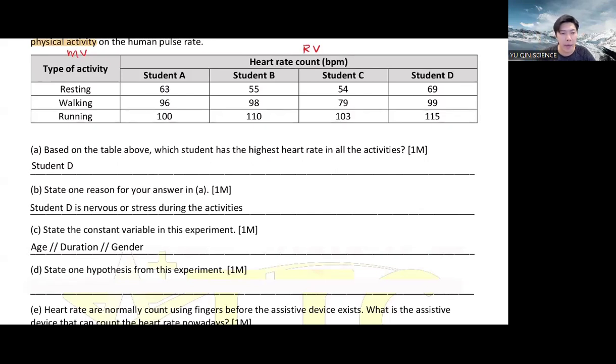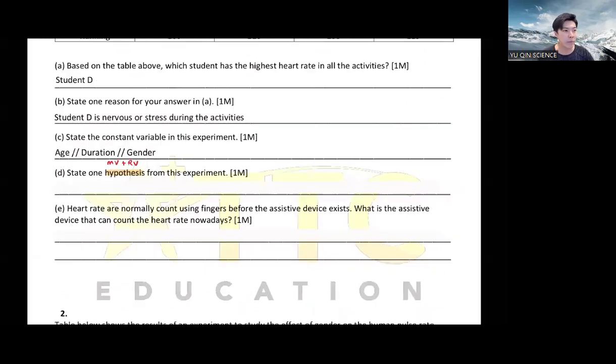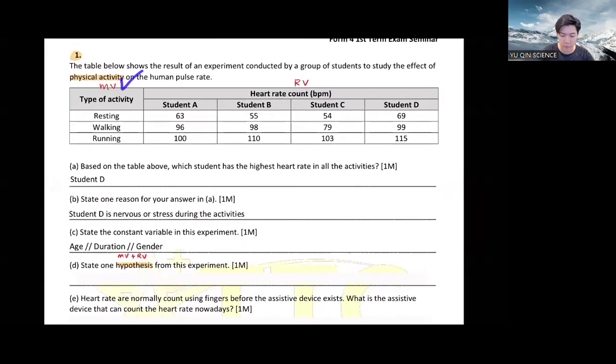Okay, so hypothesis. You have to use your manipulated variable and responding variable. Manipulated variable and responding variable. So manipulated plus responding. Okay, from here, manipulated plus responding.